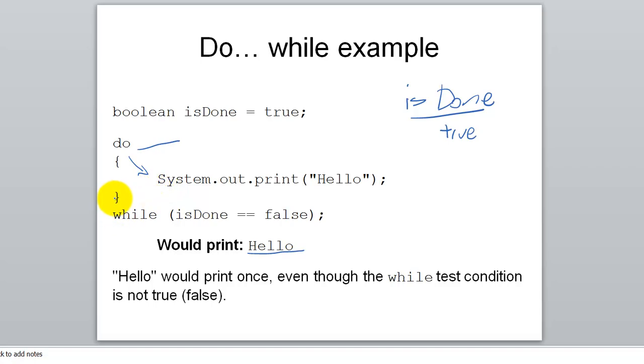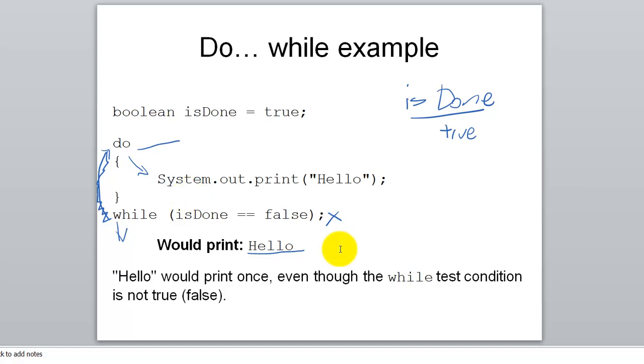Then we go down, we're at the end of our loop, and now we have our test condition at the bottom. isDone equals false. Is that true or false? Well, isDone is true, so we have true equals false. So this entire thing evaluates as false, and therefore we do not jump back up here. If this was true, we would jump up there, but this is false, so we're not going to jump up there. Instead, we just continue execution down here. And so our loop never actually loops, but it does run one time at minimum.